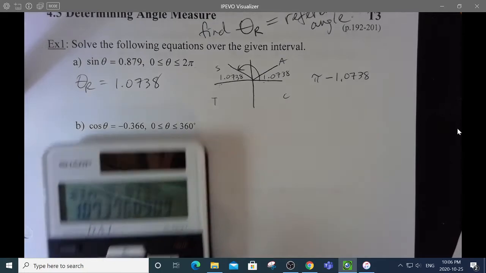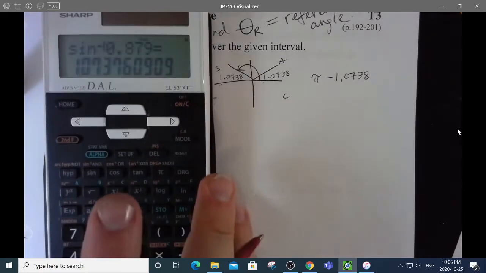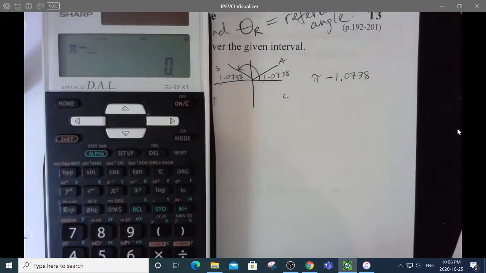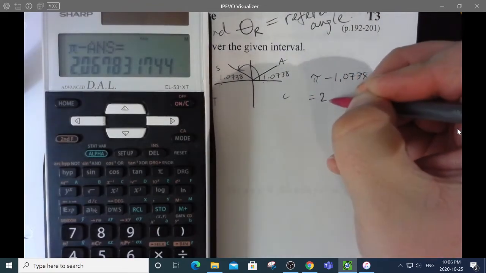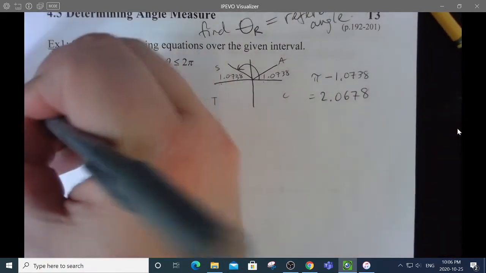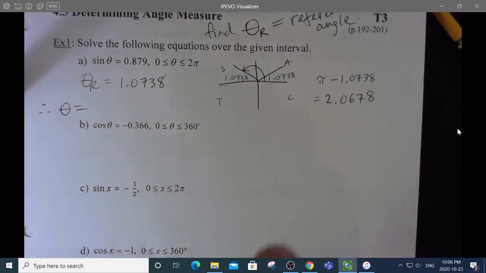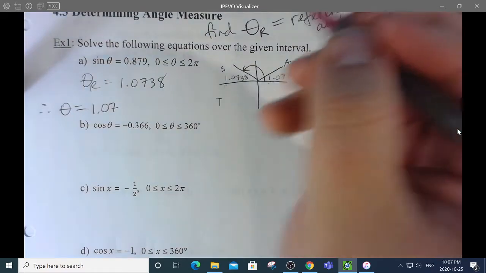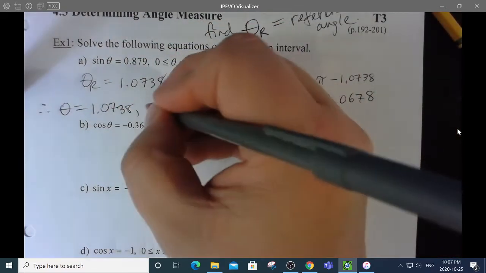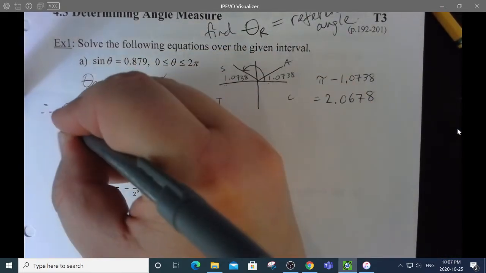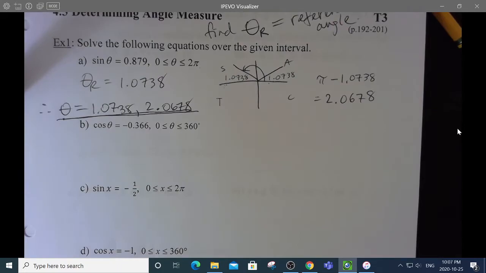1.0738. Or, I already have the number on my screen, so I'll just go pi minus my answer. And that's 2.0678. And that's my 2 answers. Therefore, theta can be the angle. Remember, in quadrant 1, angles are their own reference angle, 1.0738. And my other answer is 2.0678. And yes, you have to give both answers, or you're not right.